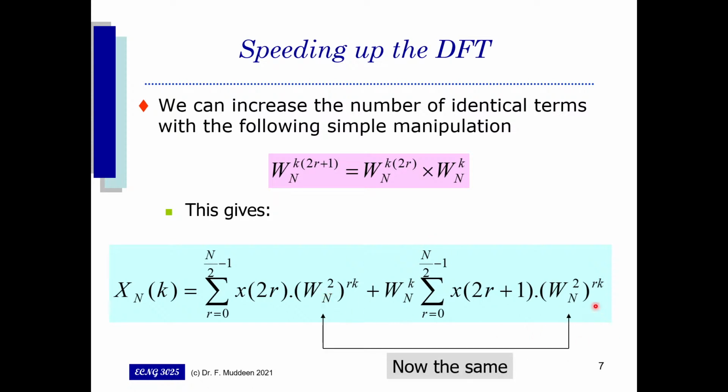Now these two factors here are the same. So that means that what we calculate for one, we're basically calculating for the next set, for the odd and even index sequences.